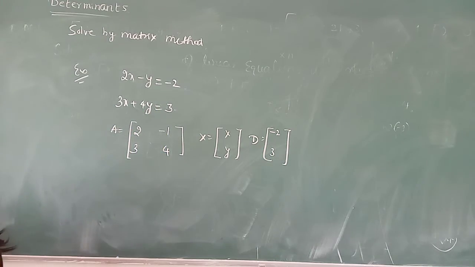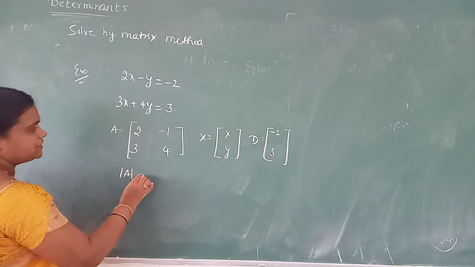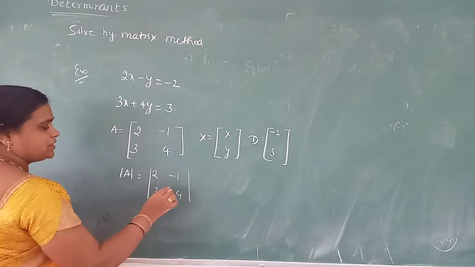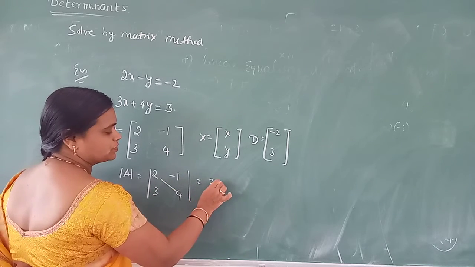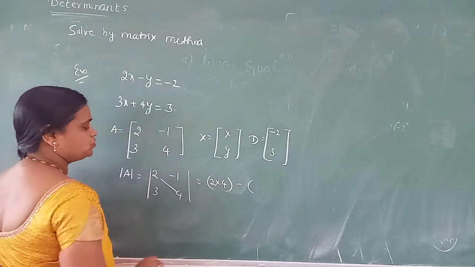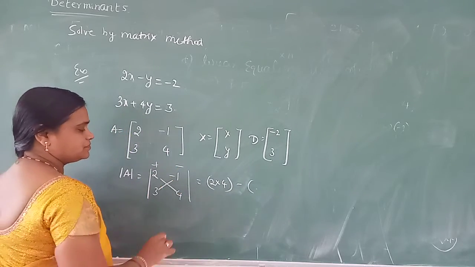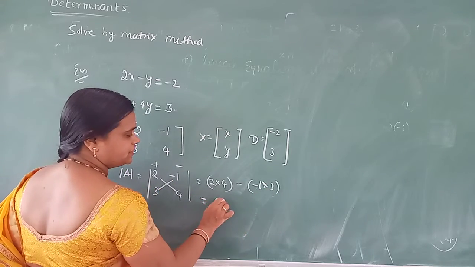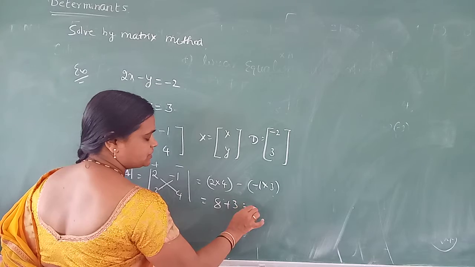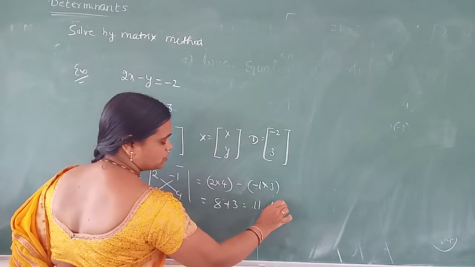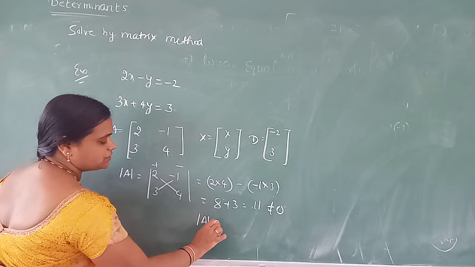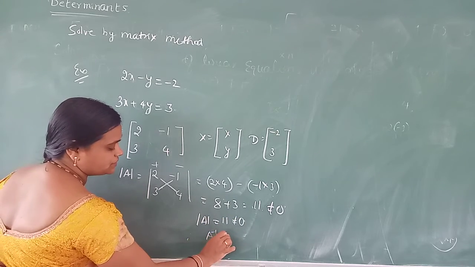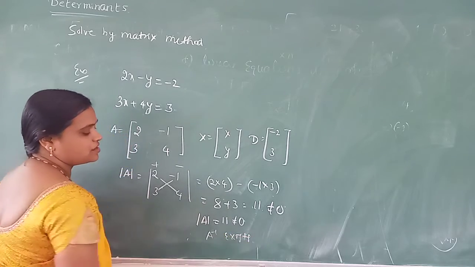Next, the very first step is to calculate determinant A. 2, minus 1, 3, 4. Cross multiply. 2 into 4 minus, as you know, cross multiply, minus 1 into 3. 2 into 4, 8. Minus into minus becomes plus. 8 plus 3, 11. Which is not equal to 0. Therefore, determinant A is 11, which is not equal to 0. Therefore, A inverse exists.